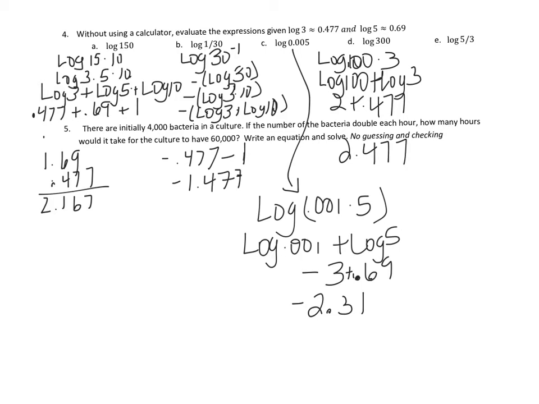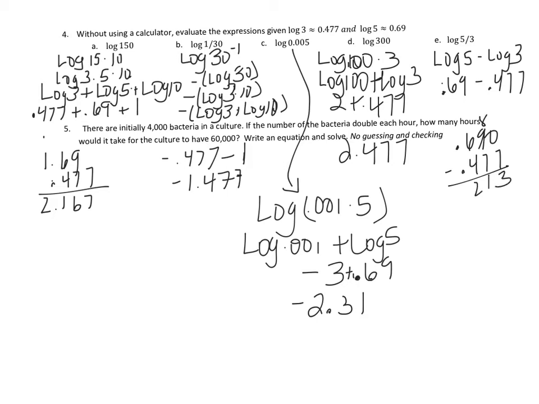And lastly, log of 5 divided by 3 is the log of 5 minus the log of 3, which is 0.69 minus 0.477. And break out those subtraction skills. So we get 0.213. So that's how you do those. You always want to look at the base of the log and use any power of that number and then what you're given.